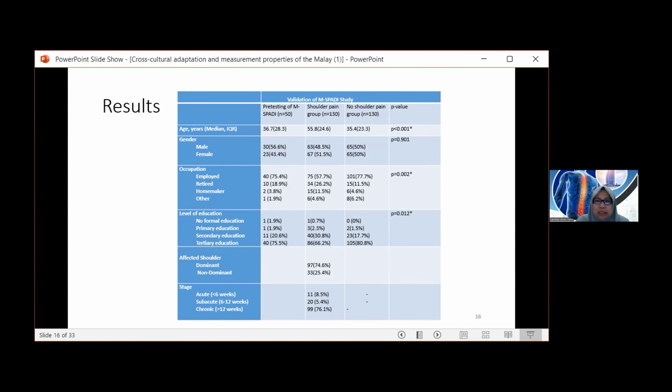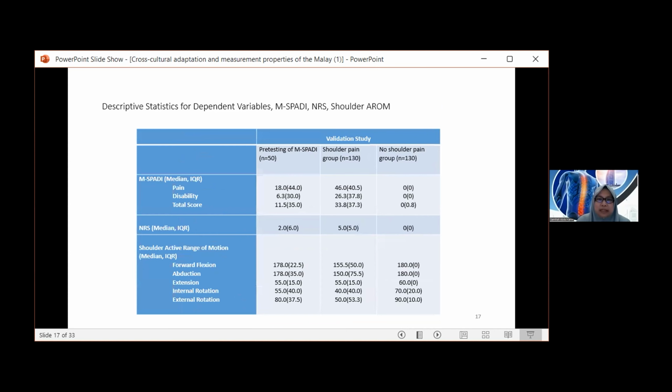The common diagnosis was actually rotator cuff injury with and without impingement, accounting for about 55% of the cases, frozen shoulder about 15%, and the rest. This table here displays the descriptive statistics of the M-SPADI, numerical rating scale, and shows the range of motion between two groups at baseline.